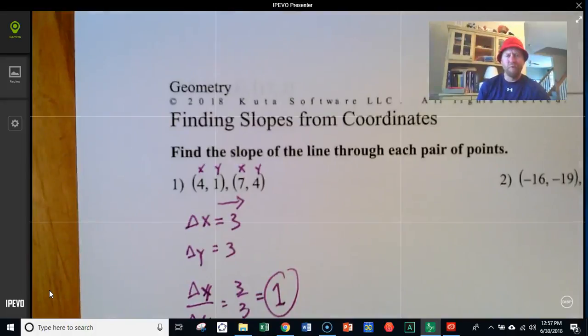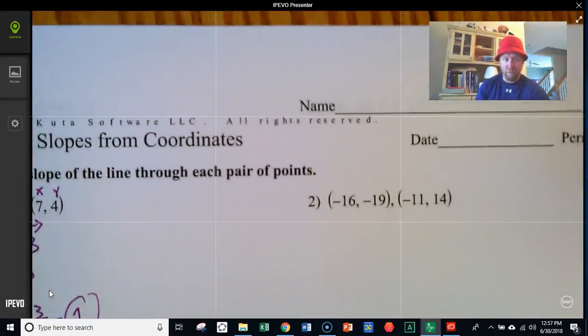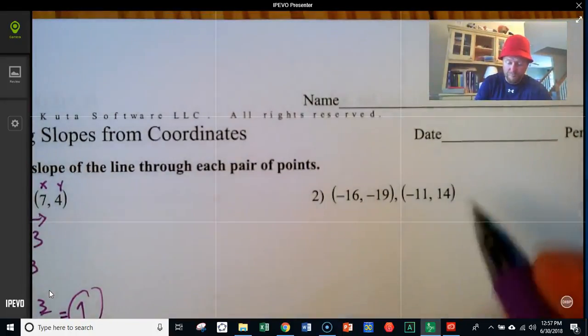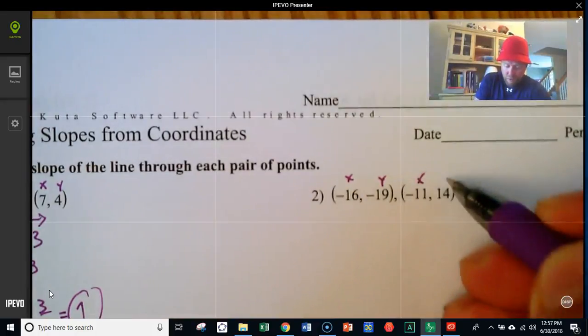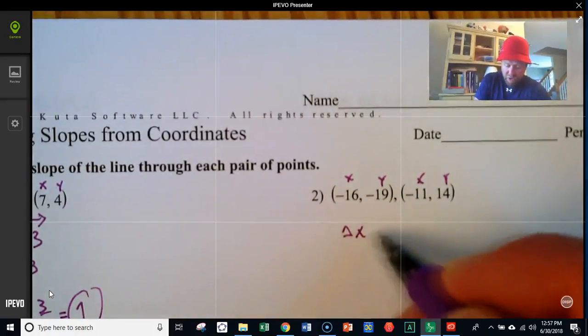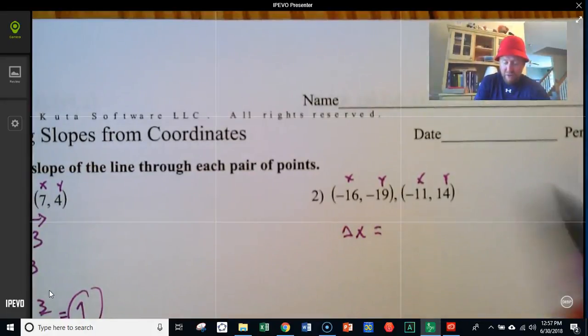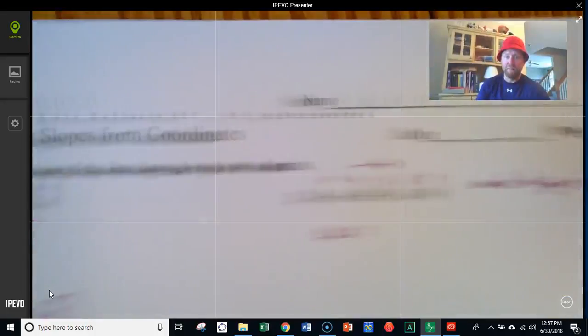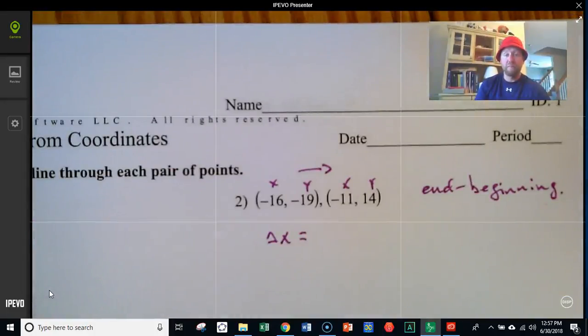So pretty straightforward when the numbers are small, or not fractions or decimals or anything like that. If these are crazy numbers, I'd have a little more difficulty figuring them out. But there's a trick here. And so this one, where they are a little bit more difficult, negatives and so on, what we do is we calculate our change in x as the x from one point minus the x from the other. And we usually would go end minus beginning. The end coordinate minus the beginning coordinate.